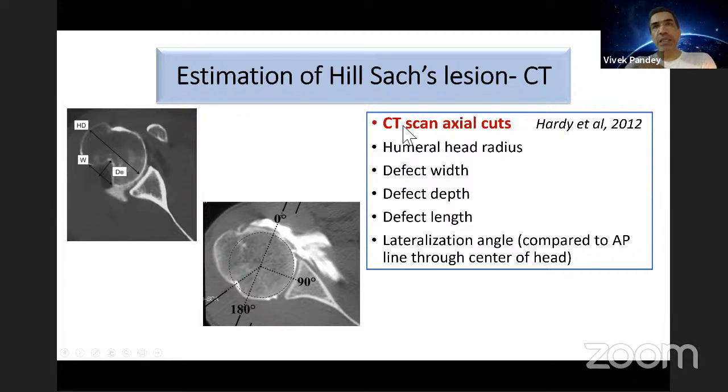Coming to the workhorse at the moment, that is the CT scan. The assessment of the Hill-Sachs can be done by the CT scan axial cuts as well as the three-dimensional pictures also.